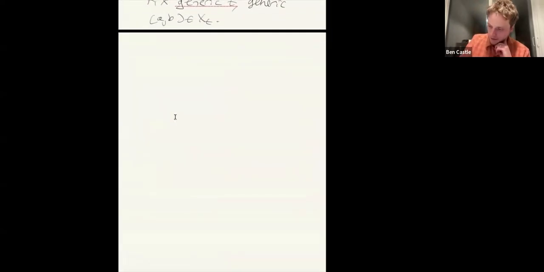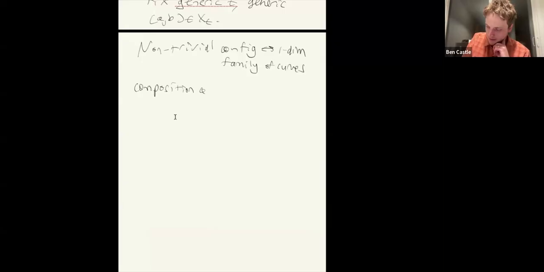Okay, so, by analogy, a non-trivial configuration goes with a one-dimensional family of curves. And now we'll do something called a composition configuration. And by analogy, that is going to go with a composition of two one-dimensional families.